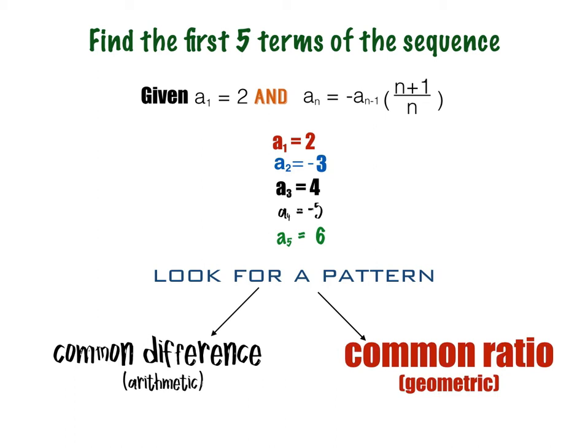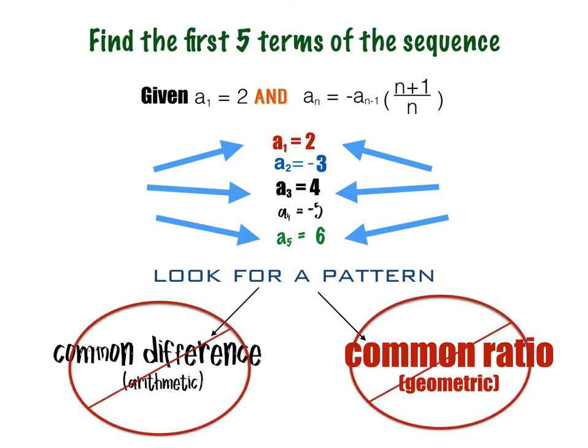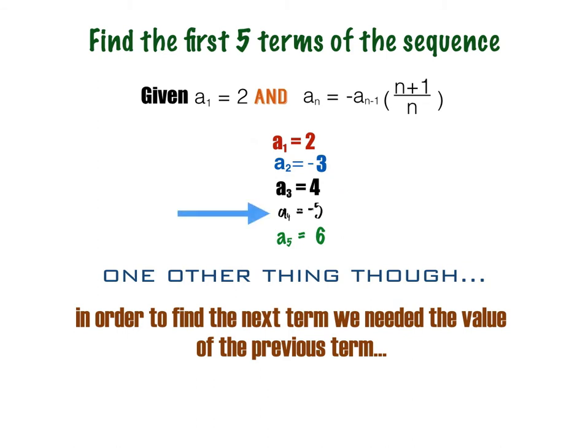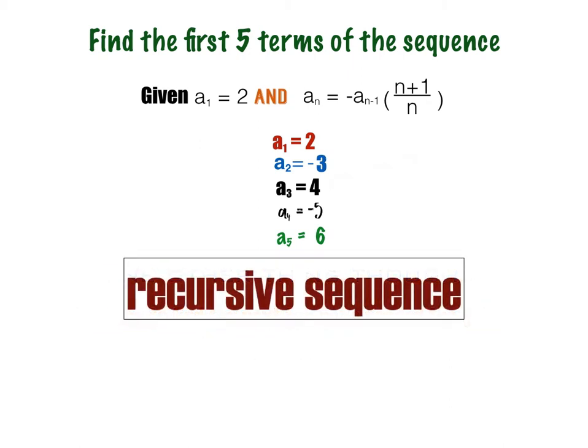And there wasn't a common ratio either, so it's neither a geometric nor an arithmetic sequence. As I evaluate each one of these terms, I don't find any pattern that would tell me that it's either one of these types of sequences. I'll have other videos that will show you either a geometric or arithmetic sequence, but this particular problem doesn't have any pattern like that. So in order to find the value for a sub 4, I needed to know the value of a sub 3. And likewise, for every term that I found, I needed to know the value of the previous term. And that's where recursive comes into play.